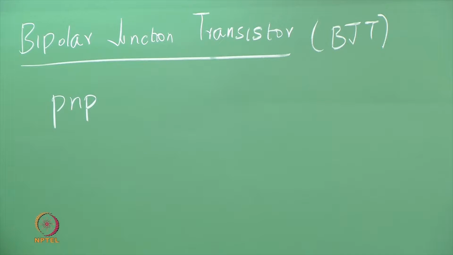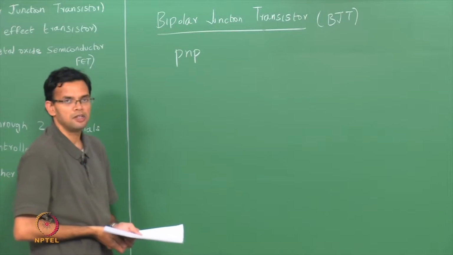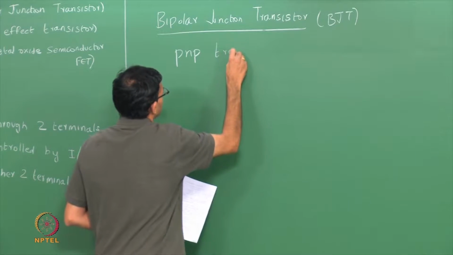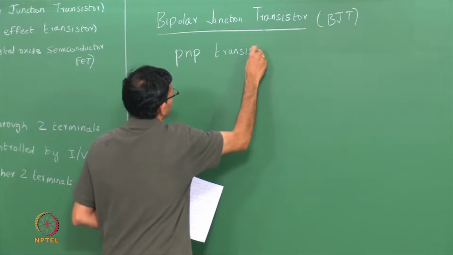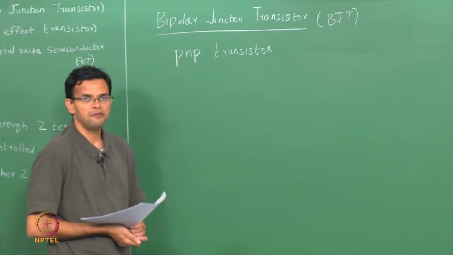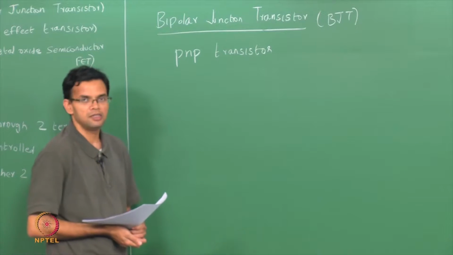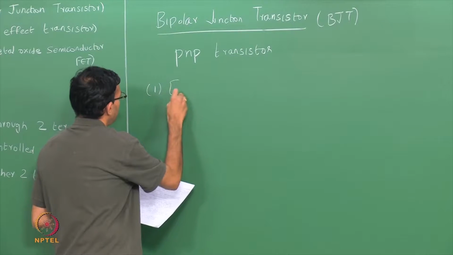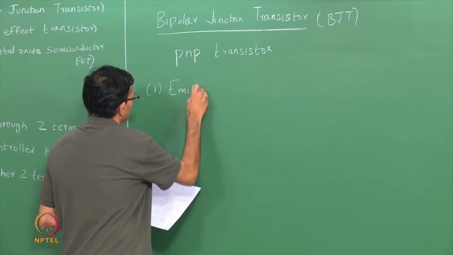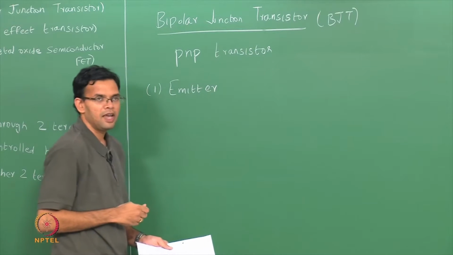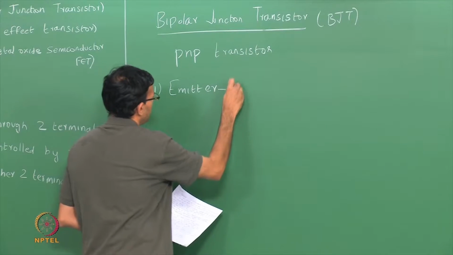You have 3 regions, 2 of them are p type, and then you have a central region that is n type. So we have a PNP transistor. There are 3 differently doped regions in this transistor. The first region is called the emitter. It is usually heavily doped. In this case, it is heavily doped P+.